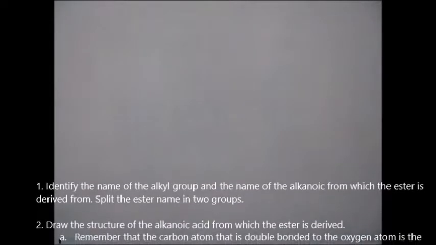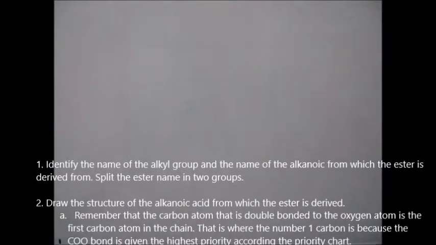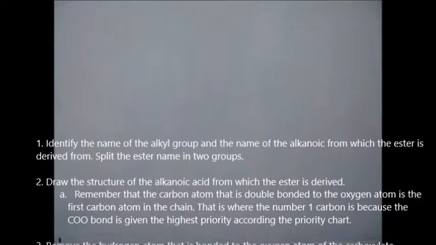So how do you draw esters? The first step is to identify the name of the alkyl group and the name of the alkanoic acid from which the ester is derived. Split the ester name in two groups. Draw the structure of the alkanoic acid from which the ester is derived.